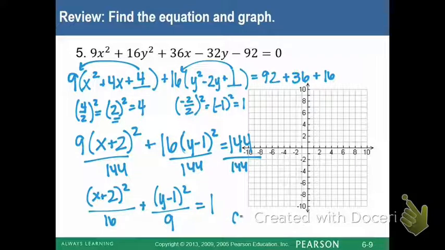So, graphing. The center for this one is going to be at -2, 1. Remember, look at what you're adding and subtracting to the x's and the y's. Put my center there. For left and right, you always look at what's under the x's. So, square root of 16, so left and right, you're going to move 4. And then up and down under the y's, so square root of 9 is 3. So, left and right 4 here, up and down 3. And then, there you go.